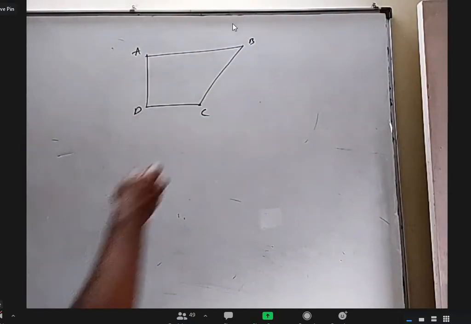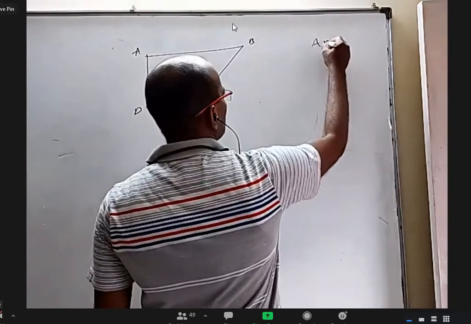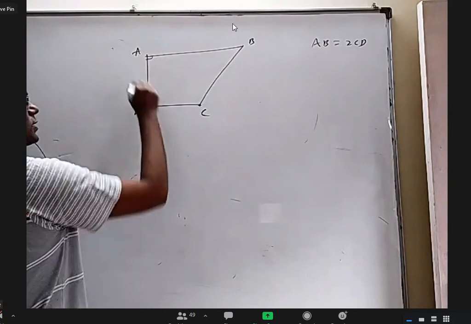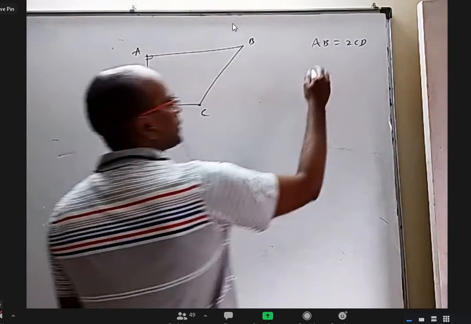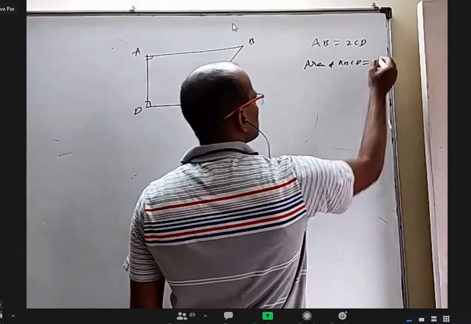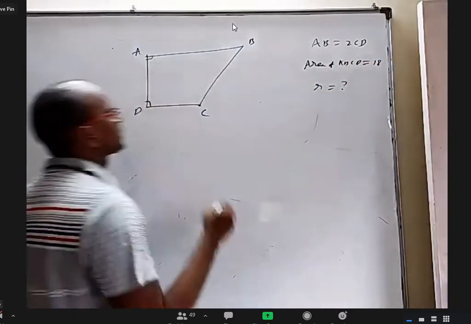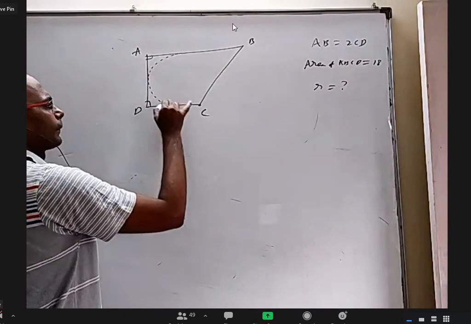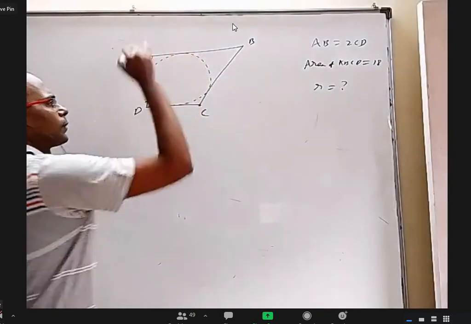Three things are important here. AB equals 2 times CD. Next, this is 90, this is 90, and these two are parallel sides. Next, the area of ABCD is 18. What is the radius of the circle which is touching all the sides?